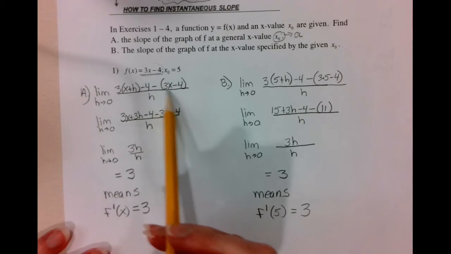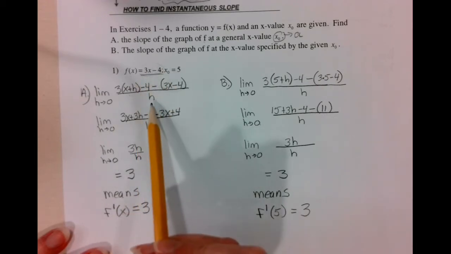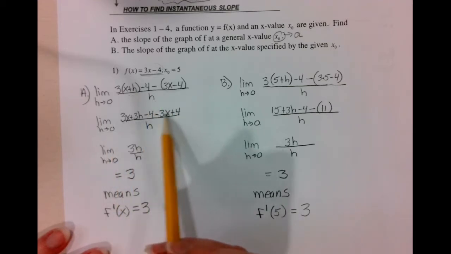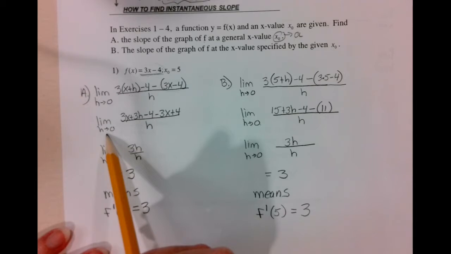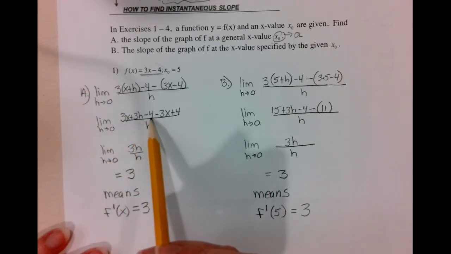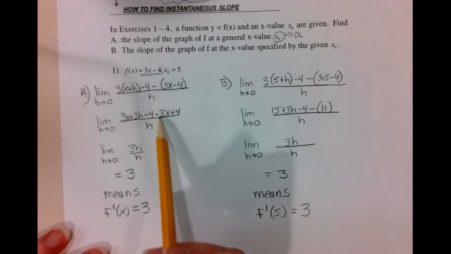Minus this piece right here is minus f of x. Well, there's my f of x, all over h. Algebraically, I am still manipulating. The limit notation has to stay in the front. I have 3x plus 3h minus 4, and then distributing the negative sign.